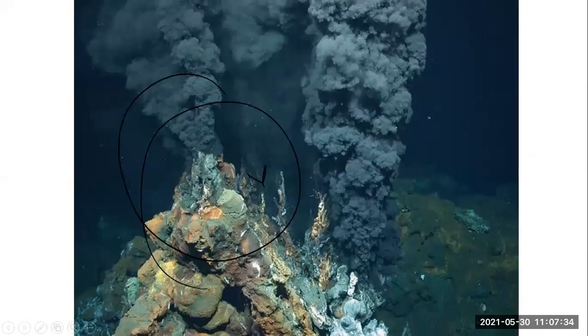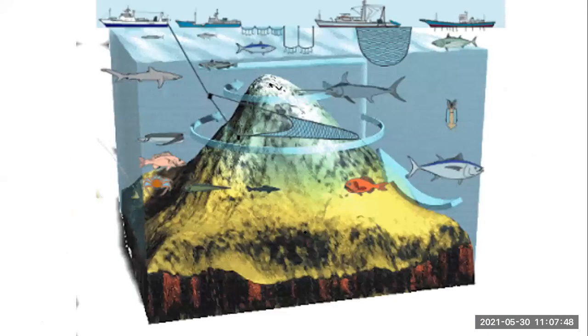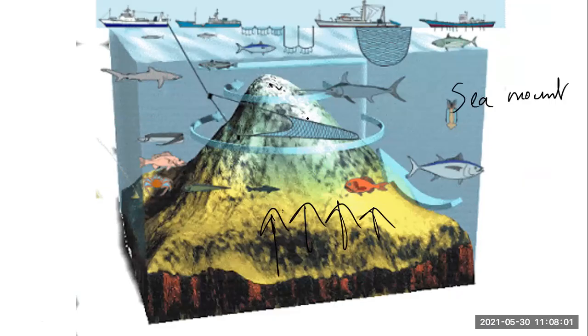Then after Moor systems, the next one, a seamount. They are mountains from the sea floor that do not reach the surface of the ocean. They are volcanic in origin. So sometimes you could have mountains coming from the bottom of the ocean. Such underwater mountains are what we call a seamount. So with a seamount, the top of the mountain will be below the water level only. If it is exposed above the water level, we call it an island.